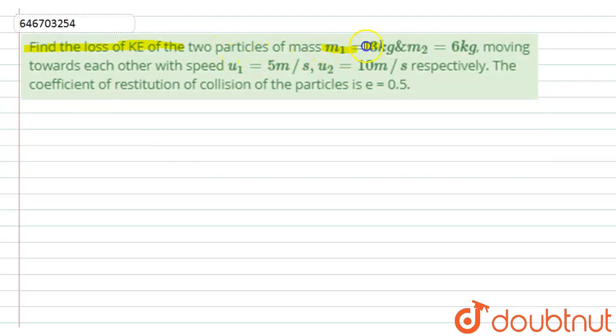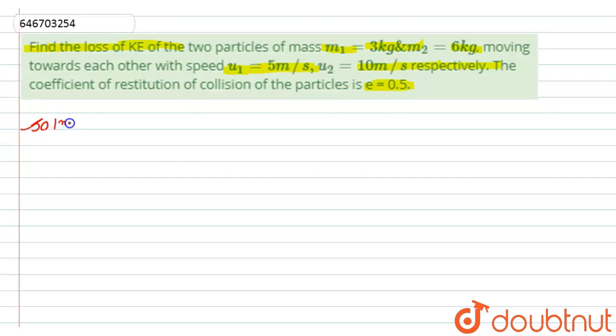Hello students, the question is: find the loss of kinetic energy of two particles of masses m1 equals 3 kg and m2 equals 6 kg, moving towards each other with velocities u1 equals 5 meter per second and u2 equals 10 meter per second respectively. The coefficient of restitution of the collision is 0.5. So let's see the solution for this question.